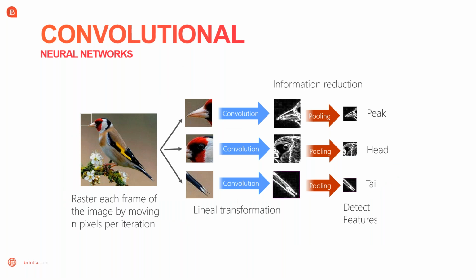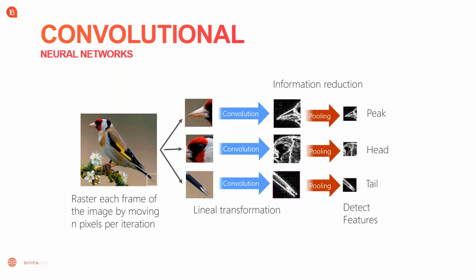In this slide, we can see the operation of a convolutional neural network. In the first step, we raster each frame of the image by moving n pixels per iteration. In the second step, we apply convolution to detect simple forms, for example, lines or vectors. In the third step, we apply pooling to reduce information.